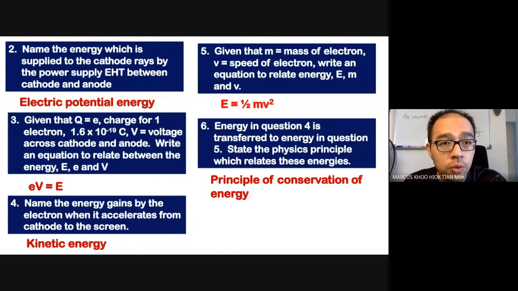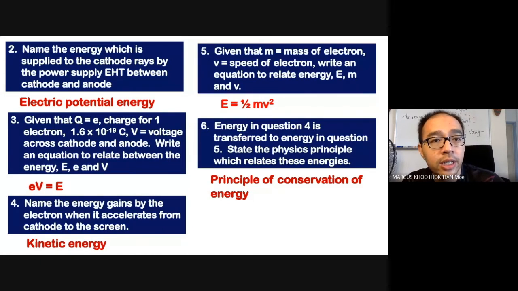Number 2, name the energy. This is electrical potential energy, which is supplied to the cathode rays by the power supply between the cathode and anode. Now, given that Q equals e, the charge of one electron, and V is the voltage across the cathode and anode, the equation that relates the energy E and V is this: energy equals the charge of one electron times the voltage across the cathode and anode.